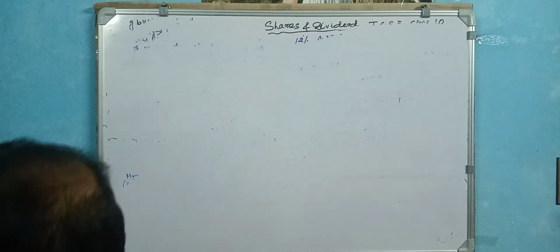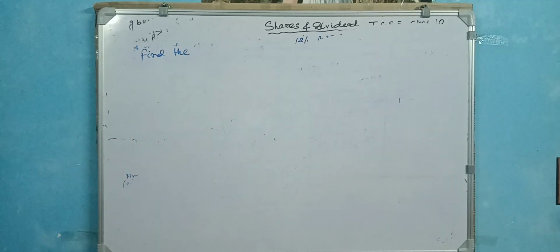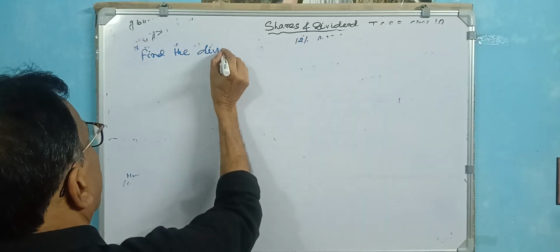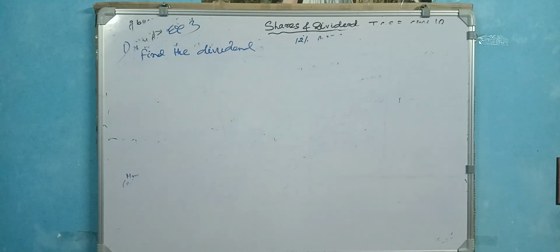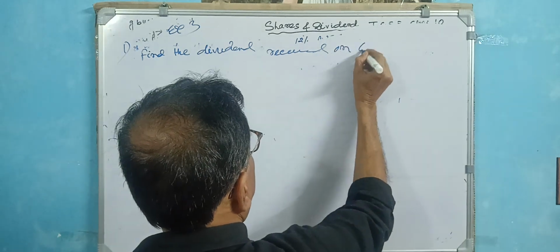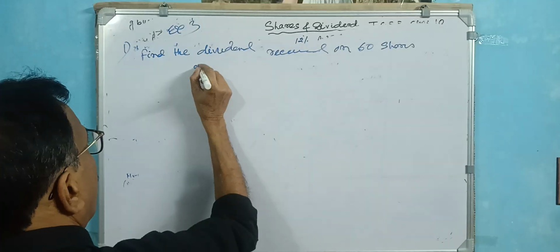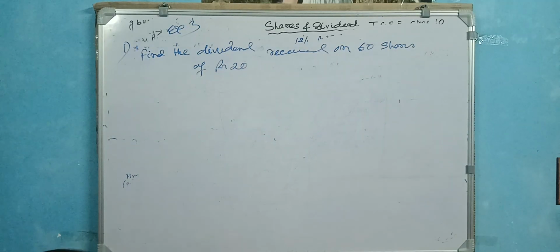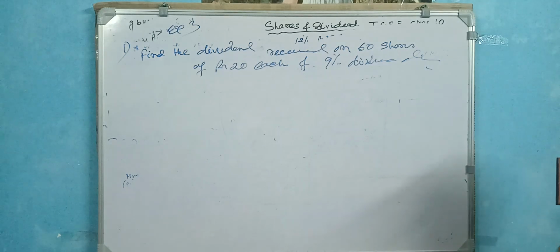Suppose a sum is there. What is the sum? Find the dividend received on 60 shares of rupees 20 each, if a 9% dividend is declared. This is exercise 3, sum number 1. No problem at all. Very easy.